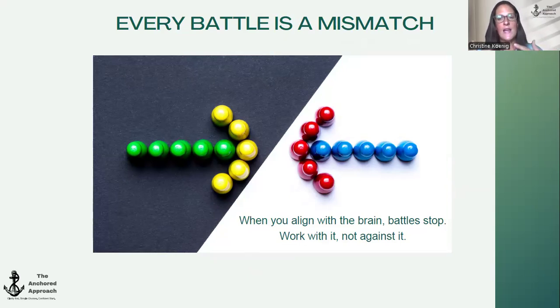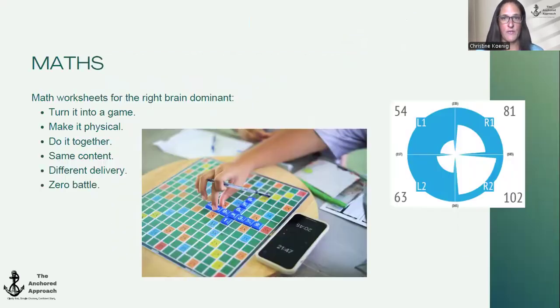So when you align with the brain, the battles will stop. So work with it, not against it. And it takes a lot of creativity, and it's not easy for a lot of parents. So that's why there is a parent teacher trainer profile, which can help with this. Okay, well, what is the parent's profile and what is the child's profile? And perhaps that's why there's a clash, because you're just so different.